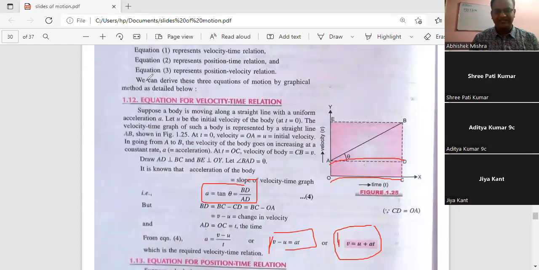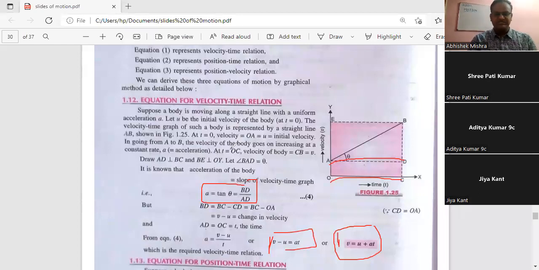Okay, Shripati has some doubts. Shripati, I'm unmuting you. Kindly tell me your doubt. No need to write in the chat box, unmute yourself to share your doubt. Sir, you just told us that A equals tan theta equals BD by AD, that part I am not able to understand. Okay, Shripati, I'm muting you. I will explain again.